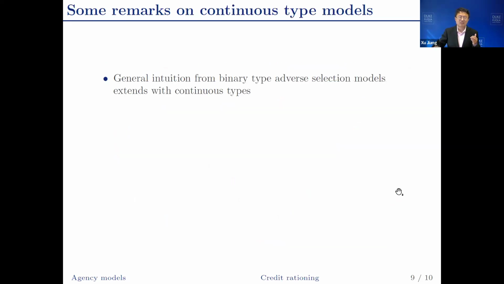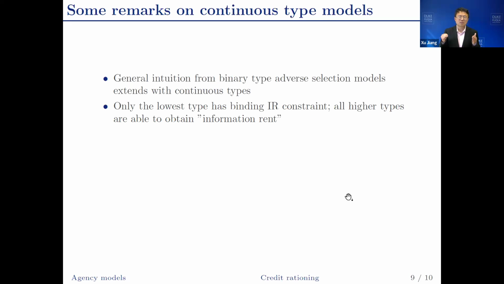Before we end, let me briefly discuss the insights from continuous type adverse selection models, because in the previous lesson and in this lesson, we're all talking about binary type adverse selection models. There can only be two types. The general intuition from binary type adverse selection models extends with continuous types. In general, only the lowest type has a binding IR constraint. The lowest type's expected payoff is the same as the reservation utility. All higher types are going to get a payoff that is higher than the reservation utility.